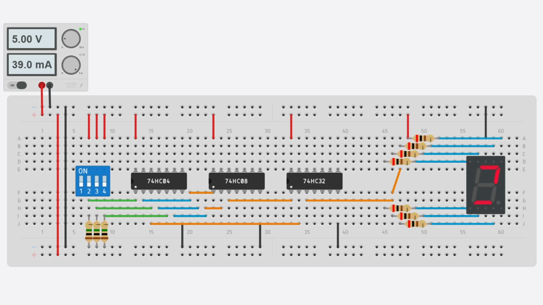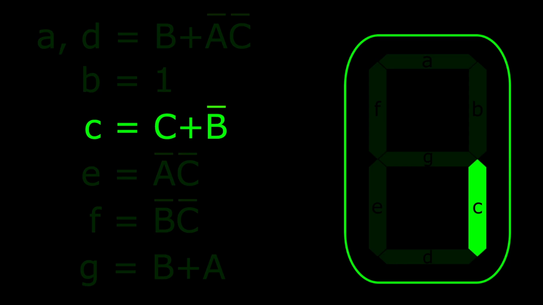And so here we can see the logic we created for when to turn on segment C. And we want segment C to turn on if input C is on or if input B is off. So segment C is equal to input C or not input B.